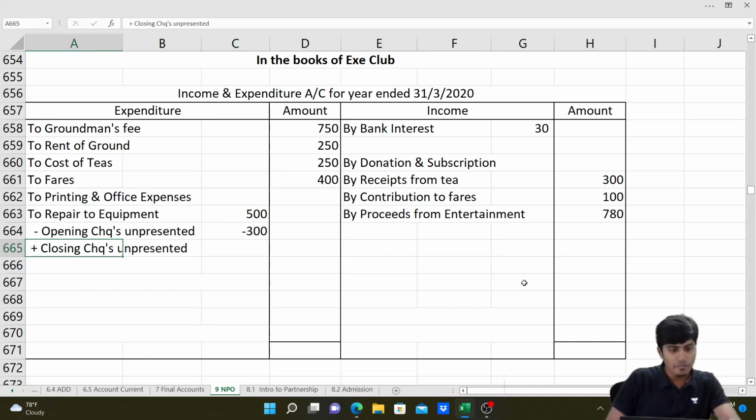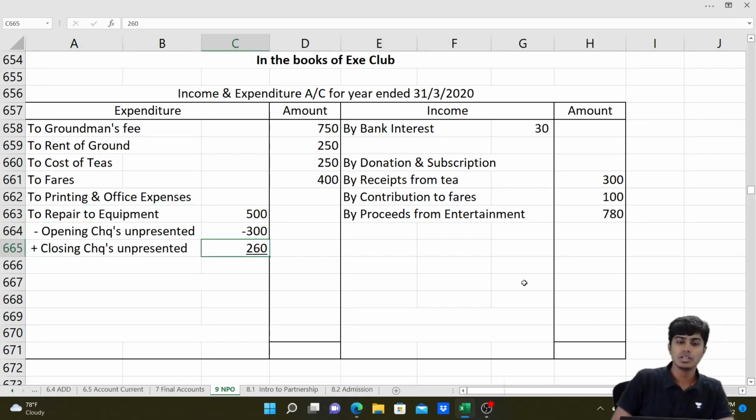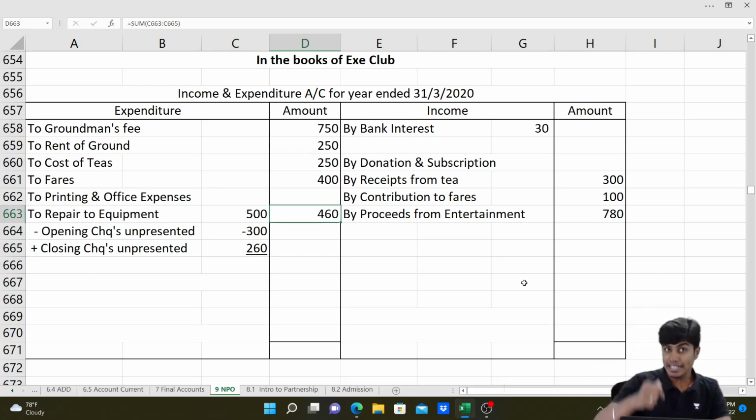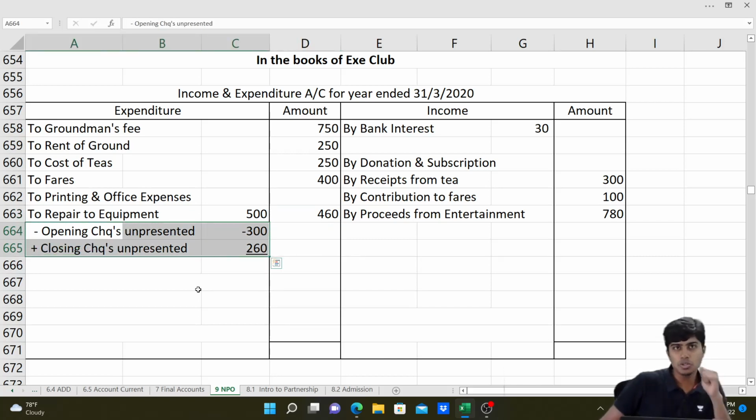So what do we do? We'll include it by adding 260. So 500 minus 300 plus 260 will give us 460 rupees as our current year expense. Done. Is this final? No, not yet. This 300 and 260 are supposed to be accounted in the current period. You get that? But they have not been accounted. What is the reason? 300 should have been accounted in the last year, 260 should have been accounted in the current year. They have accounted 300 in the current year and 260 is not accounted.